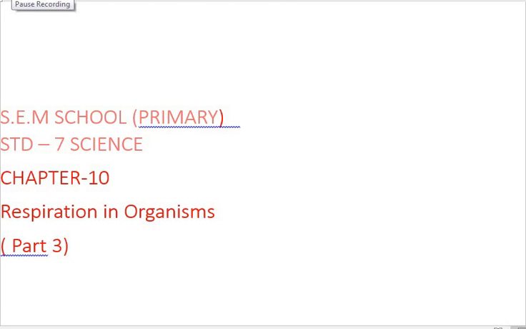Hello learners, welcome back to the new video of Standard 7 Science Chapter 10, Respiration in Organisms. In the previous video I had already explained how we breathe, and what changes happen in the ribs and the diaphragm. So today we will continue with the parts of the respiratory organ and how it works.